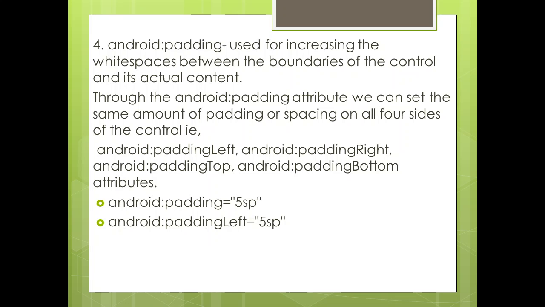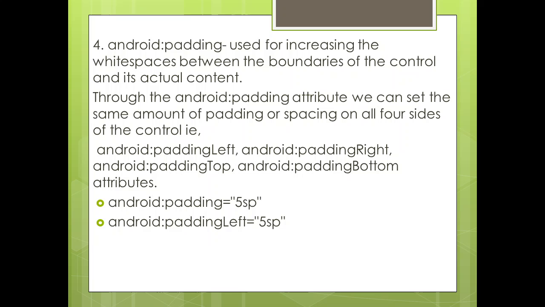Also we can give different paddings. And we have attributes like left, right, top, bottom: Android padding left, Android padding right, Android padding top, Android padding bottom. We can set these attributes and place all four sides with the same amount of padding or the same amount of space.